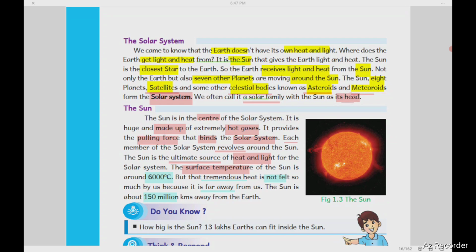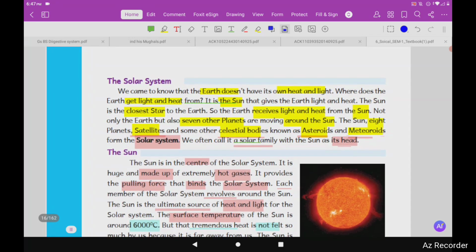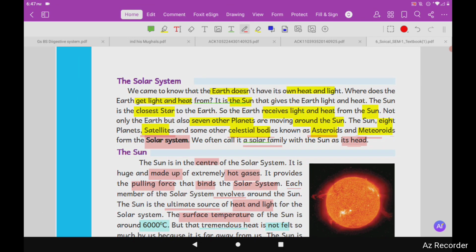Earth gets its light and heat from the sun. The sun gives the earth light and heat. The sun is the closest star. This is very important. In the sky at night we can see so many stars, and one among such stars is the sun. So the earth receives light and heat from the sun.